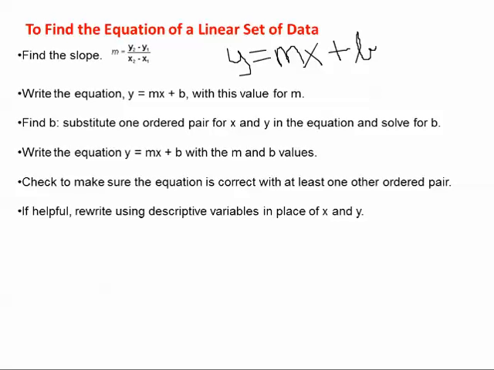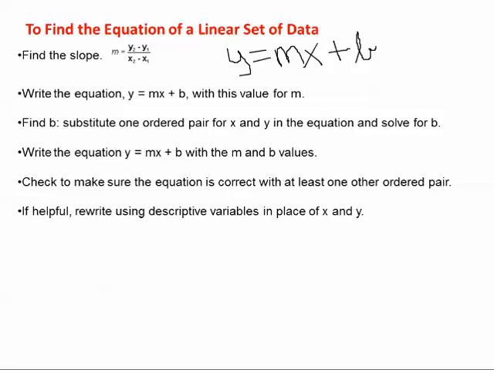So first what you want to find is your slope, your m, and you do that by using this formula here. It might look scary, but it's not. I promise it's really easy to use. You have y2 minus y1 over x2 minus x1. And all you're doing is subtracting your y values and subtracting x values, and that's going to give you your slope.